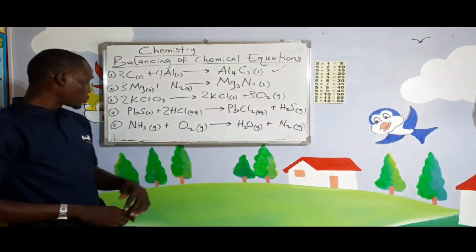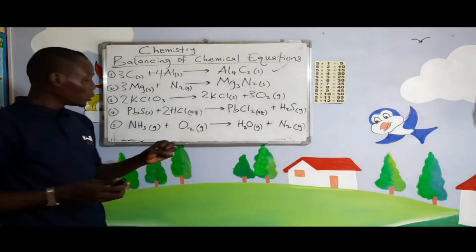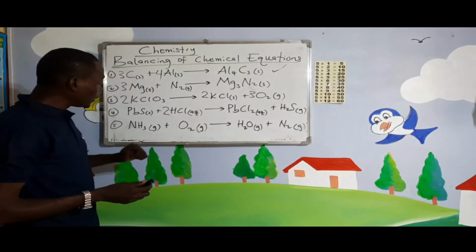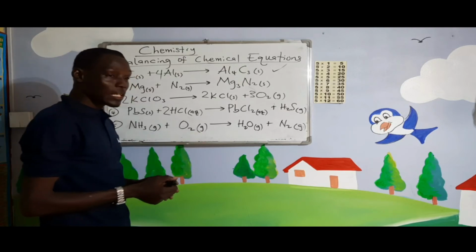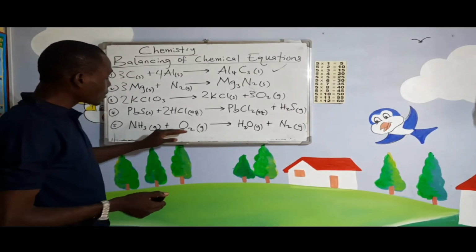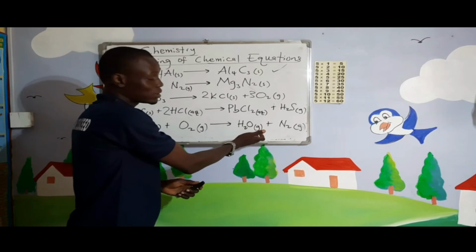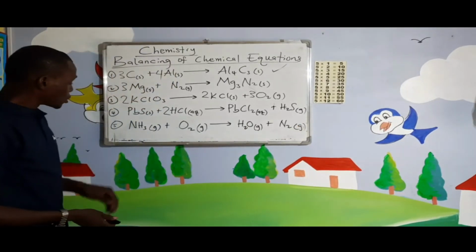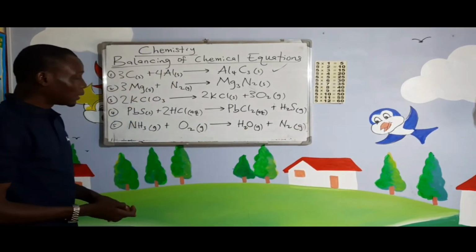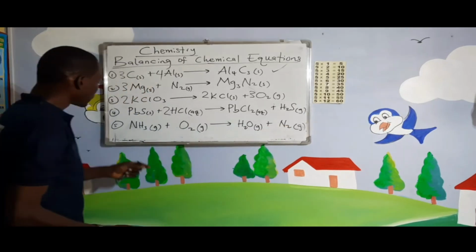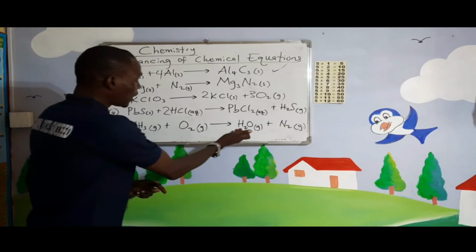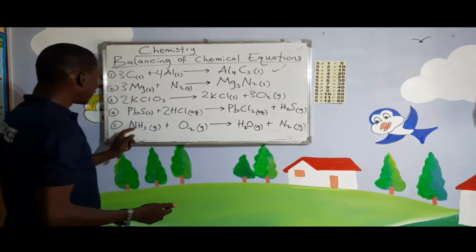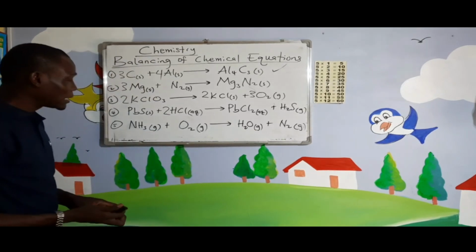We now go to the last one, a reaction between ammonia gas and oxygen gas. Ammonia burns in oxygen to produce steam or water vapor and nitrogen gas. So if you look at the equation, it's not balanced. We have 2 nitrogen atoms here, we have only 1 here, we have 2 hydrogen here, we have 3 here. So how do we balance the equation?